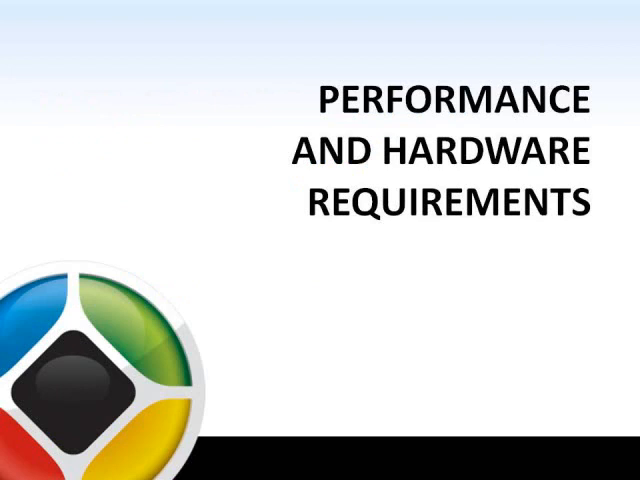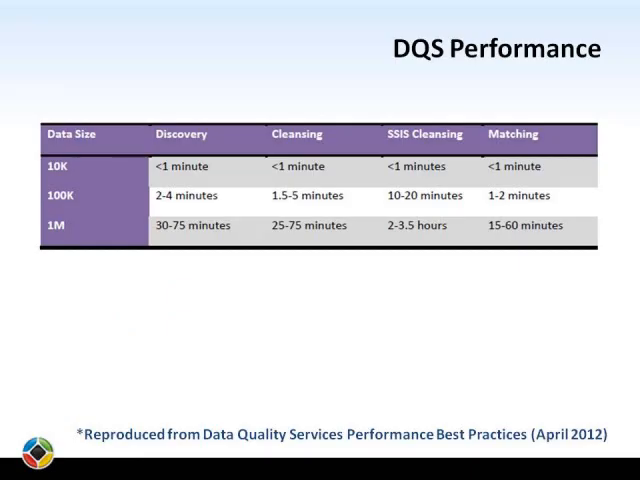So what are the performance and hardware requirements for running DQS? Microsoft provide a couple of tables in their documentation that gives an illustration of what you can expect. Just bear in mind that if you're running the product on a remote database, then the network traffic may be quite high, so bandwidth can be quite important. We can see from the table that you could expect to process maybe 1 million records in about an hour from a matching point of view.